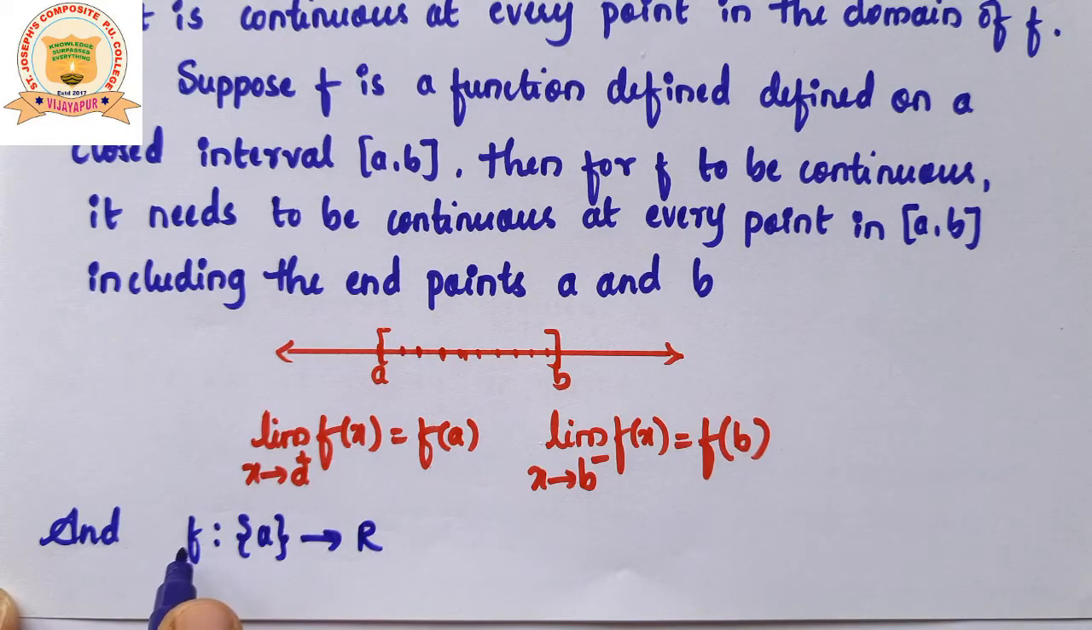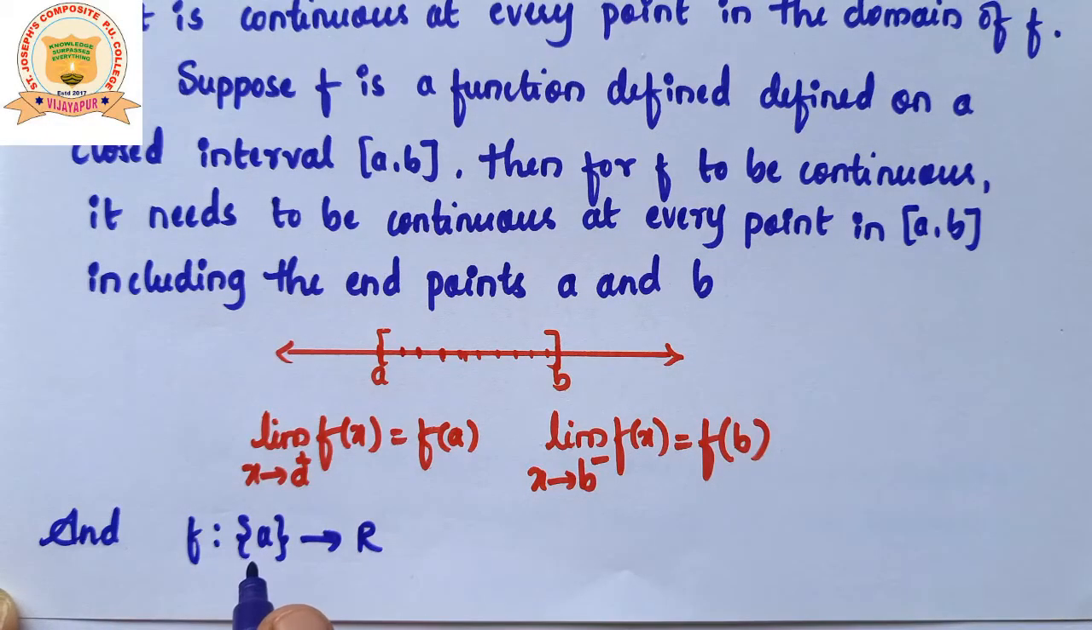And if we have a function like this, f from singleton set A to R, the domain of this function is singleton set A. How to find whether this function is continuous or not? Do we have to find the left hand limit and right hand limit at this point? The function is said to be continuous if it is continuous at all the points of the domain, but here we have only one point, that is A.